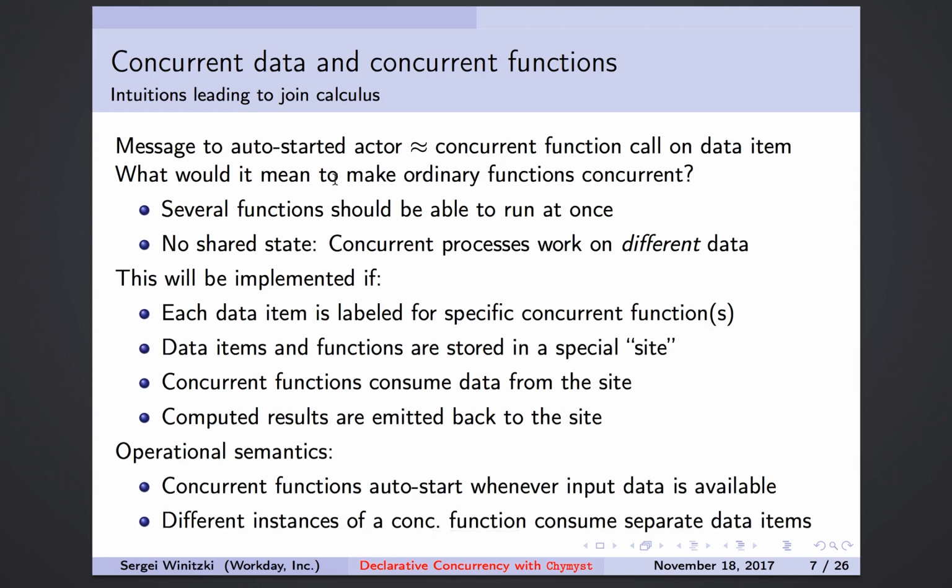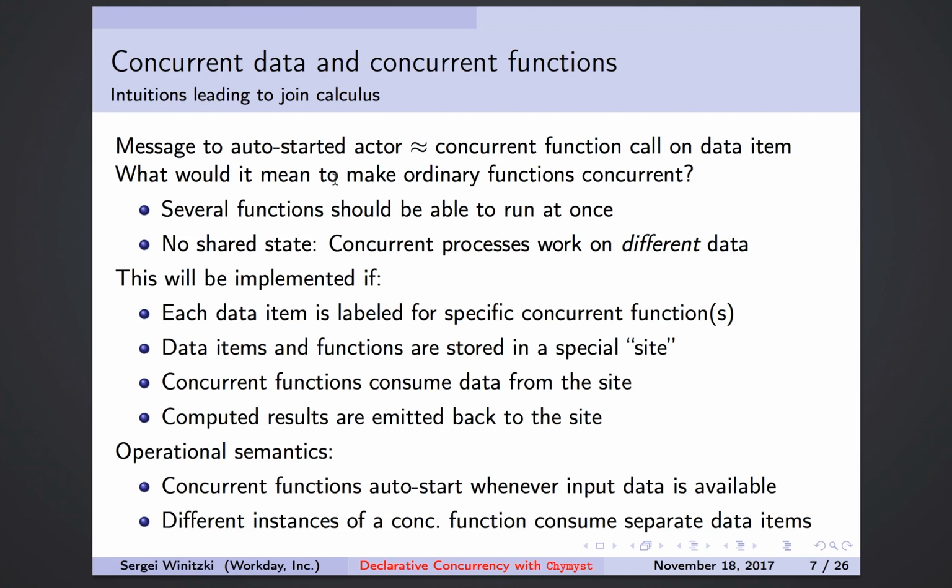So as I said, actors that are automatically started mean that you just send a message and some function is automatically called on the data that this message carries. So this is the same as saying we have a concurrent function call on some data item. What does it mean if we make functions concurrent? We want to stay within the functional programming paradigm. So clearly, several functions should be able to run at once. That's what we want.